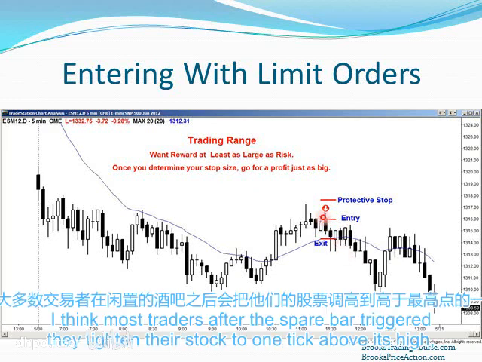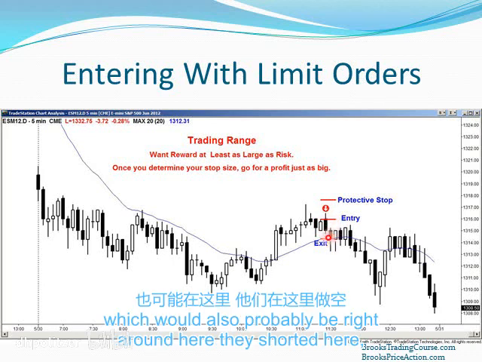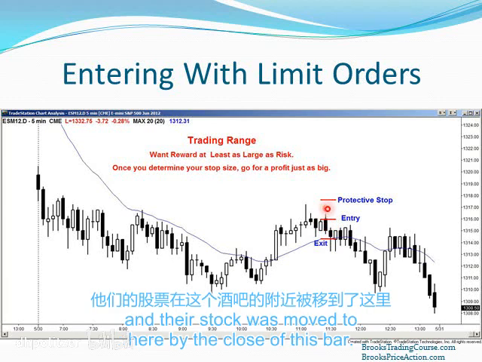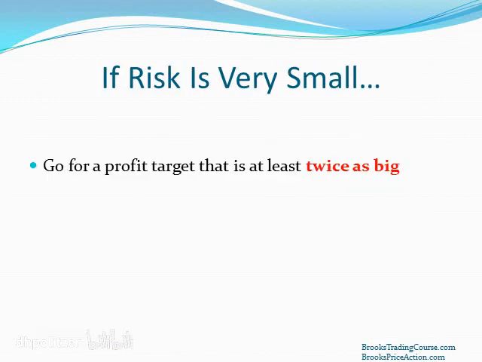In this situation, I think most traders, after this bear bar triggered, they'd tighten their stop to 1 tick above its high, and then they could try to get out at 2 times their actual risk, which would also probably be right around here. If they shorted here and their stop was moved to here by the close of this bar, this would probably correspond to about 2 times their actual risk.